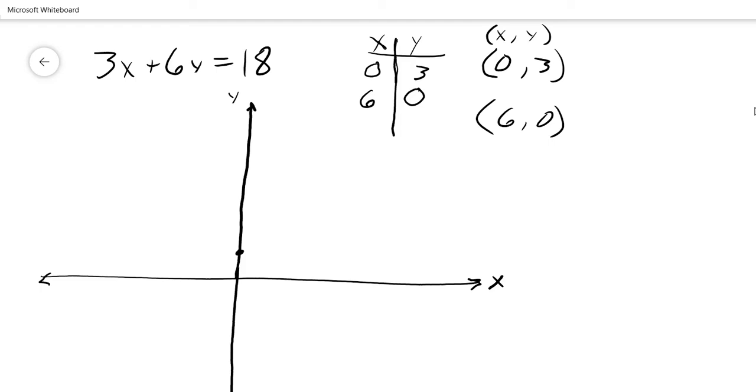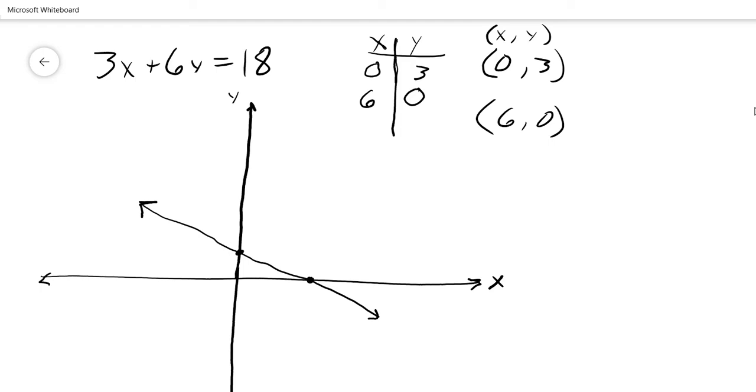This one is 0, 3. X is 0, so no left to right movement. Y is 3. Notice that is directly on the y-axis. Okay. And the next one's x is 6, so that's going to be right over here somewhere. Y is 0, so that means this is directly on the x-axis. And our line passes through at those points. This is why these are called the intercepts. The one on the y line is the y-intercept, the one on the x line is the x-intercept.